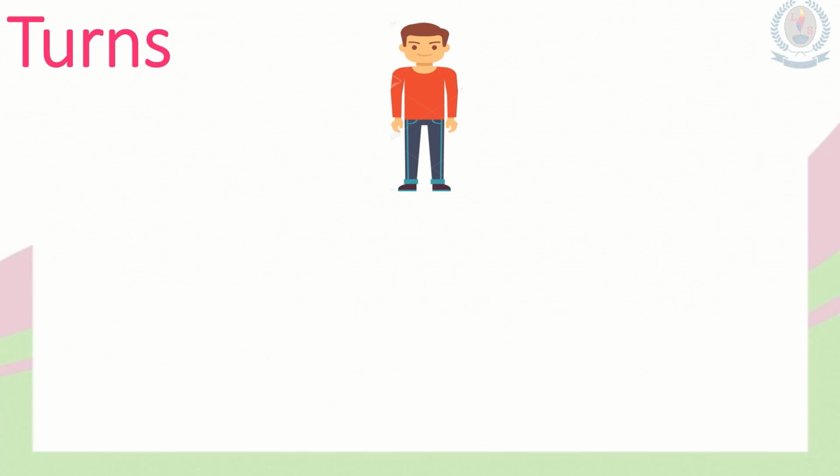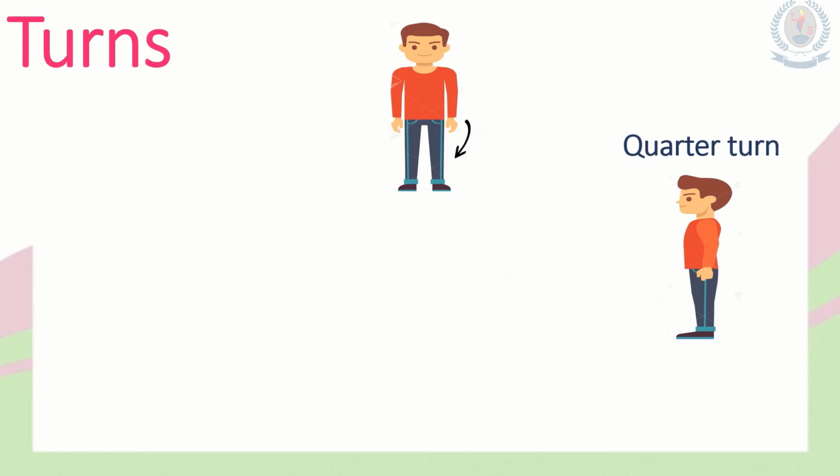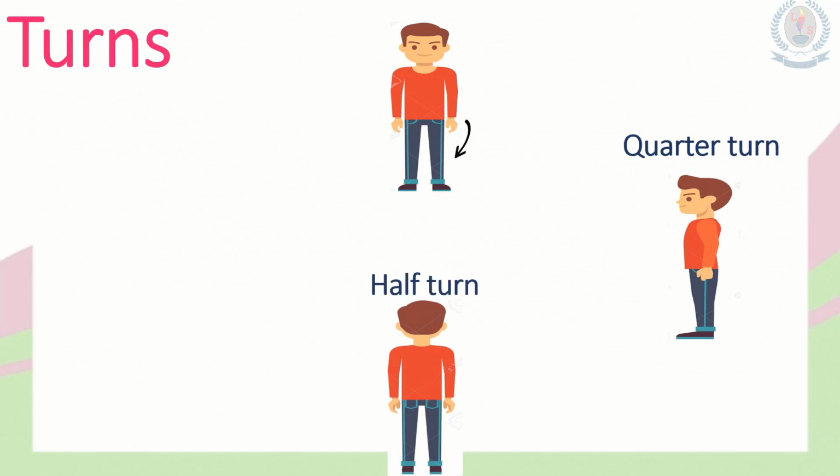This boy can turn his body in a clockwise direction by turning to the right. When he turns to this side, it is a quarter turn. When he again turns clockwise and looks back, it is a half turn. When he continuously turns and comes back to the same position, it is called a whole turn.